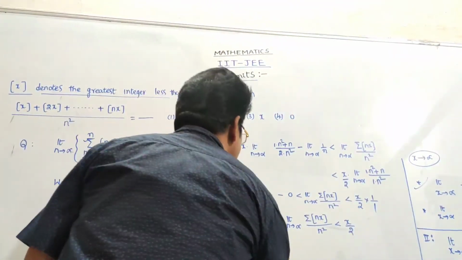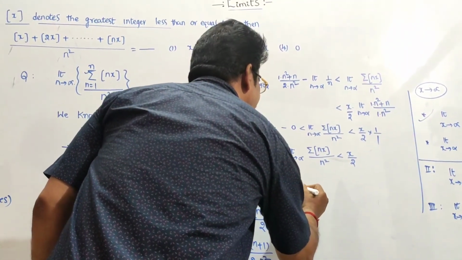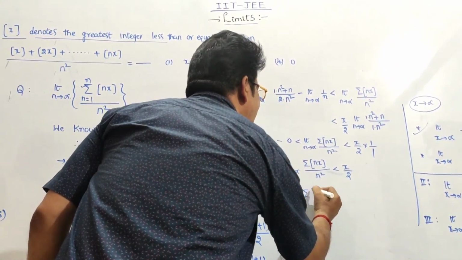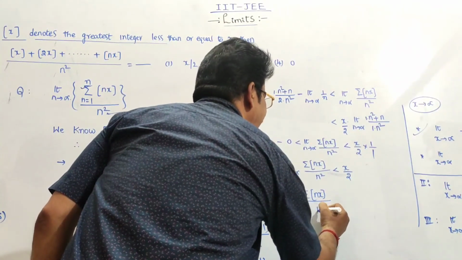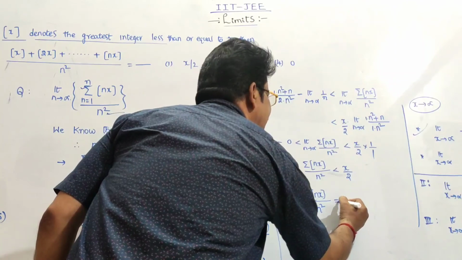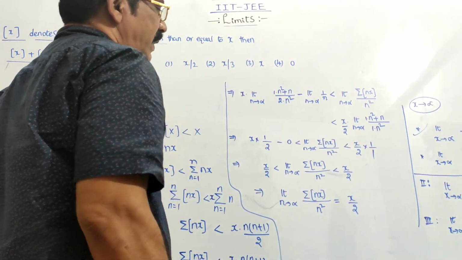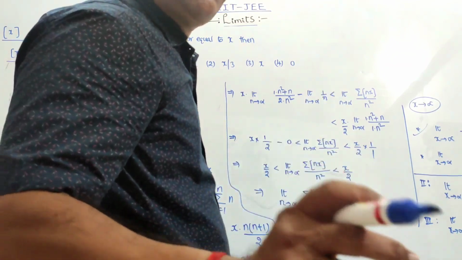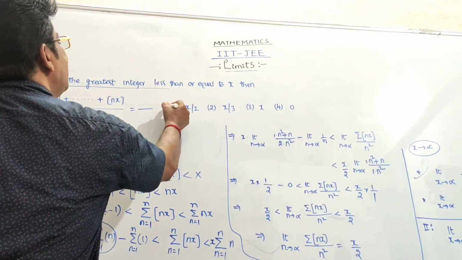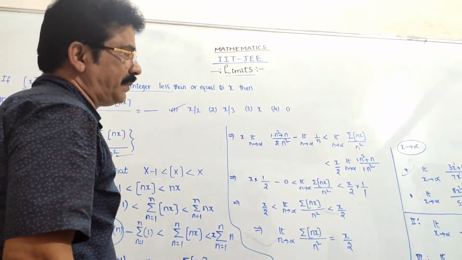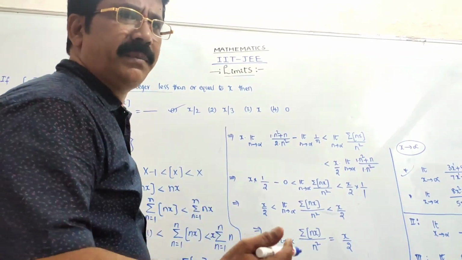So that implies limit n tends to infinity sigma box of nx divided by n square, that is equal to simply x by 2. So if possible, you can remember the answer x by 2. Where is x by 2? So it is in first option. Hence the first option is right. This question is also very important for any competitive examination.